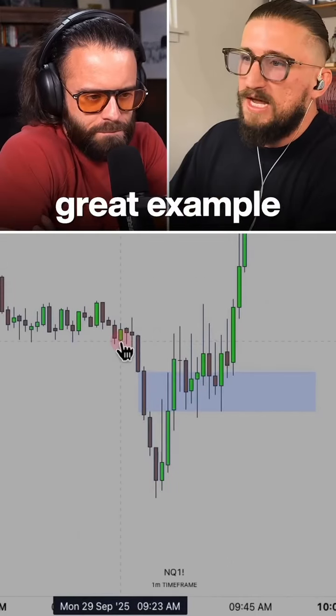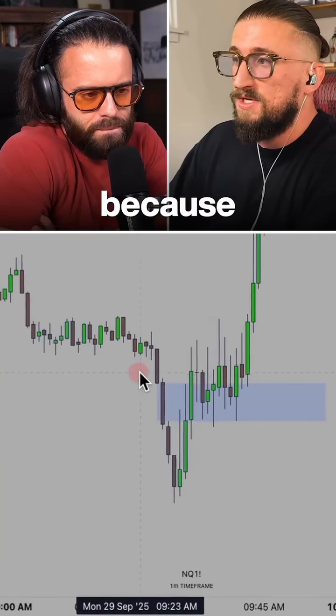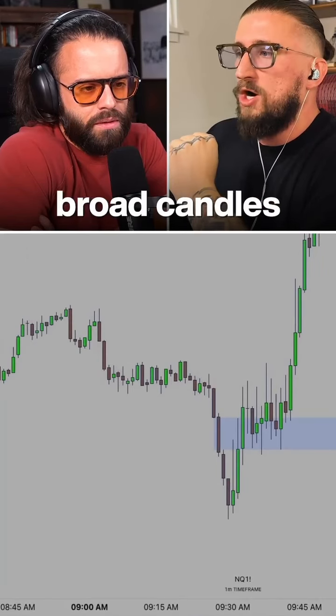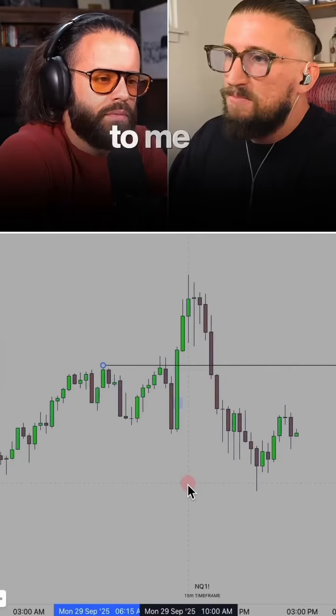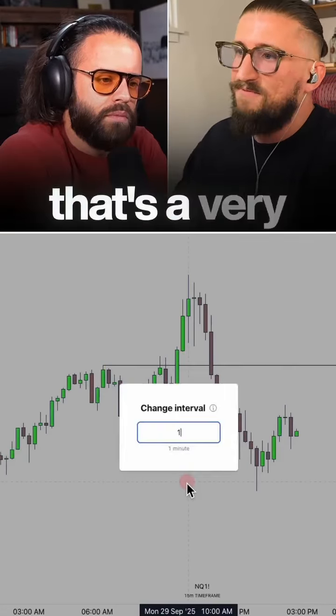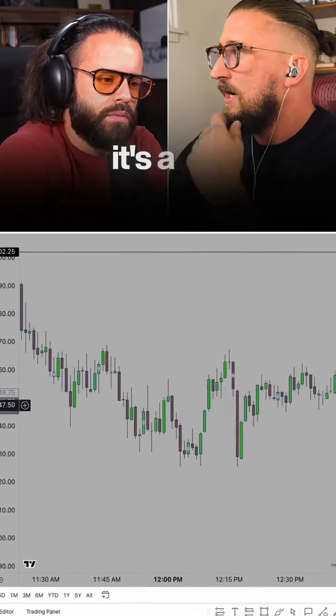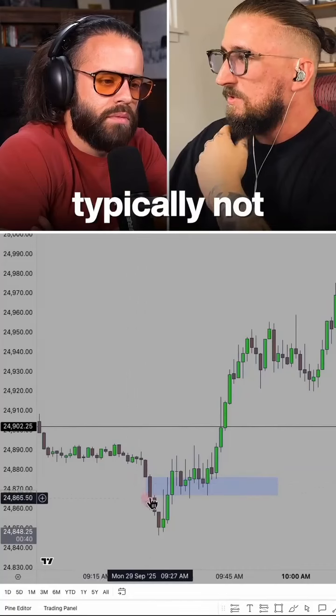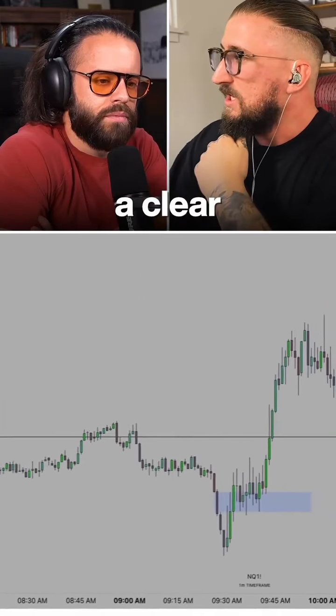So this is a great example of a bad fair value gap to short, because you have some consolidation, you have a push higher, whatever. And then you just see 4 broad candles just kind of puke into the open. To me, when it's right before the open like that, it's a big red flag. As simple as that. So what I would like to do is typically not try to short something like this, because I don't see a clear manipulation.